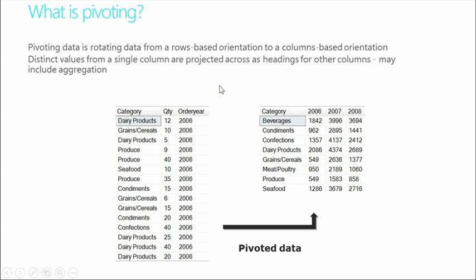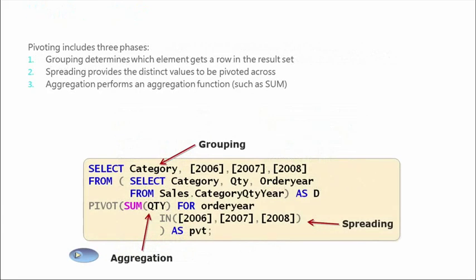So this is called a pivoted table. We create distinct values from a single column, and we set up the headings for other columns, and the information in these columns can include aggregation. So this is a pivoted table here.